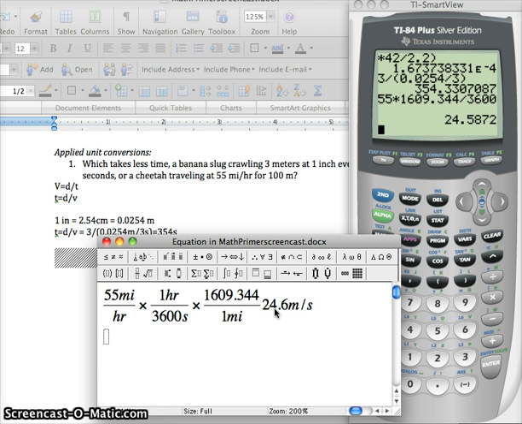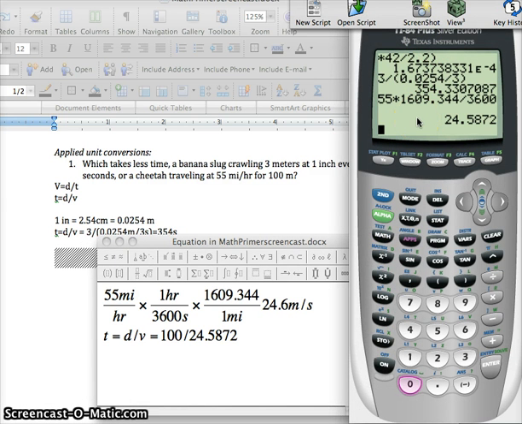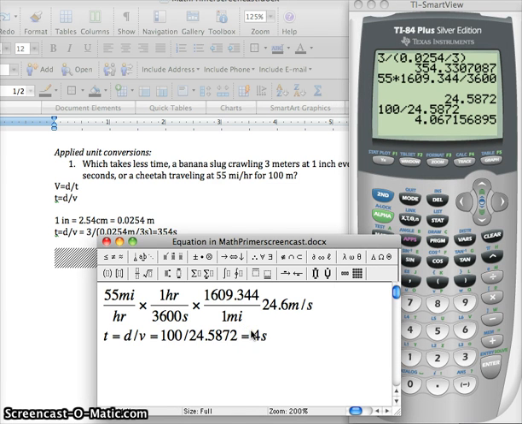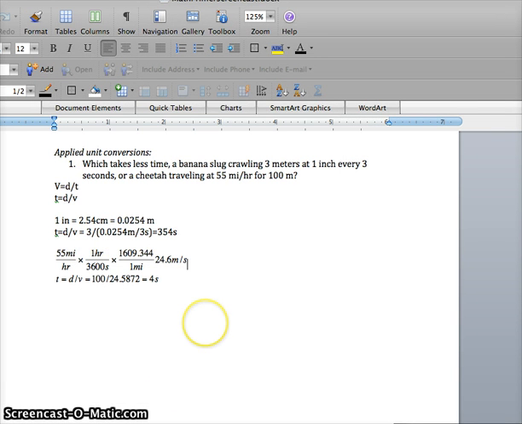If we want to find the time, time is distance over velocity, which is 100 divided by 24.5872. We go to the calculator, 100 divided by 24.5872, and it's about 4 seconds. So as expected, the cheetah is an awful lot faster than the banana slug, but they don't compete very much in nature. Okay, I hope you enjoy these problems, and come by if you have any other questions.